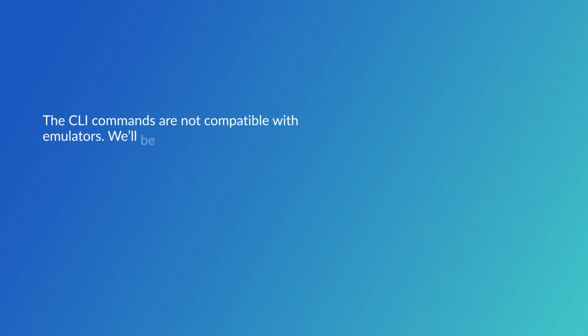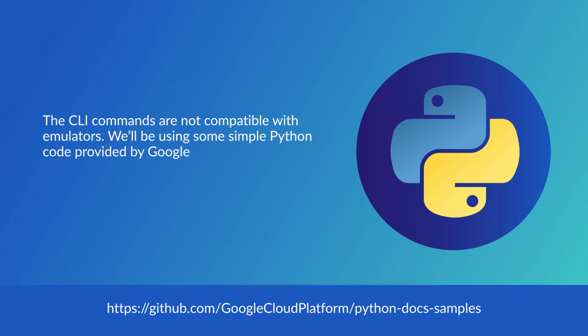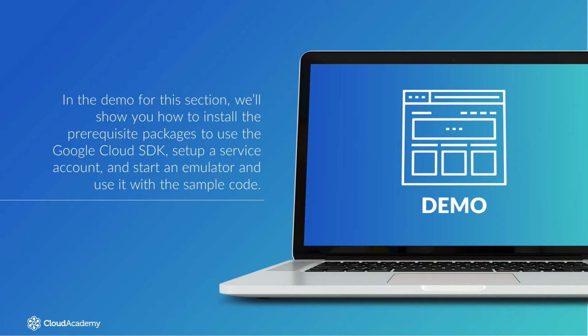The CLI commands are not compatible with emulators, so for our demo, we'll be using some simple Python code provided by Google. If you're interested in following along, I'll put a link to the repository at the bottom of the page. In the demo for this section, we'll show you how to install the prerequisite packages to use Google Cloud SDK, set up a service account, and start an emulator with the sample code. Let's get started.